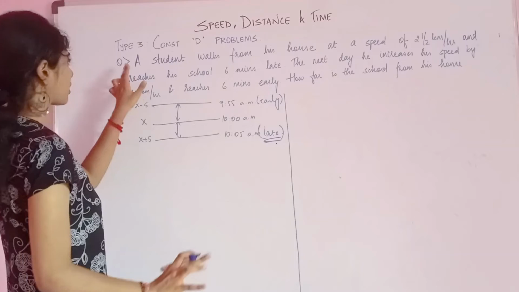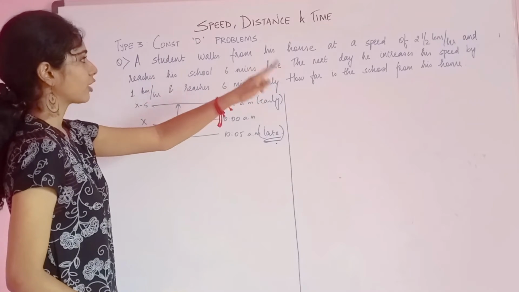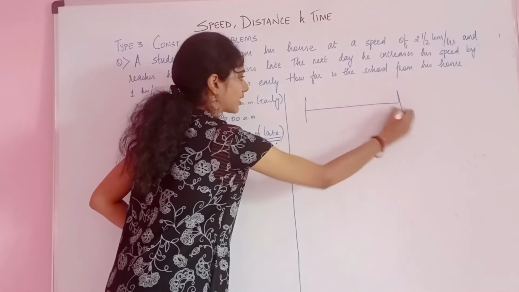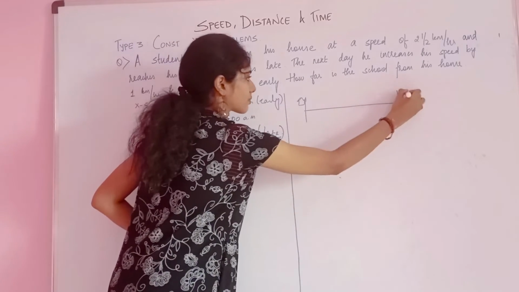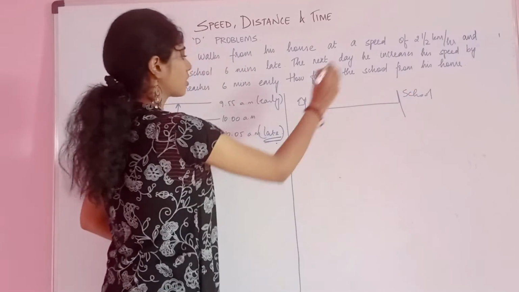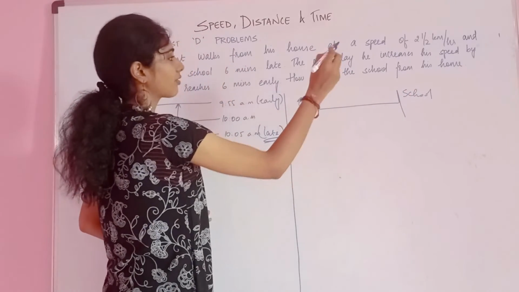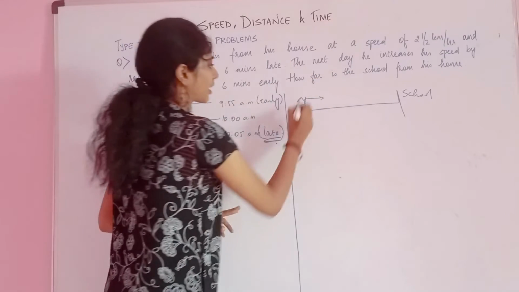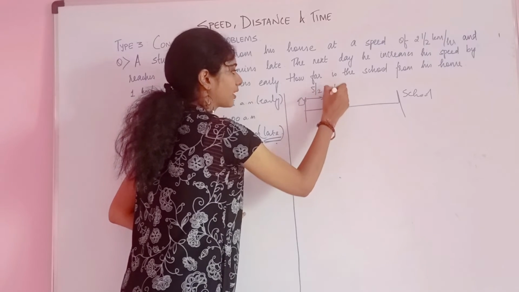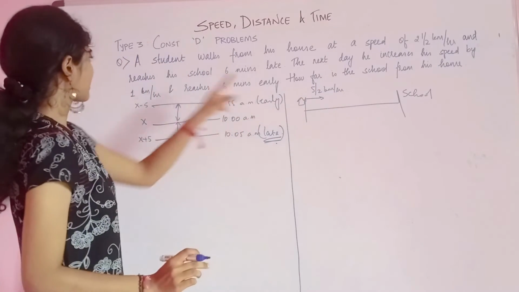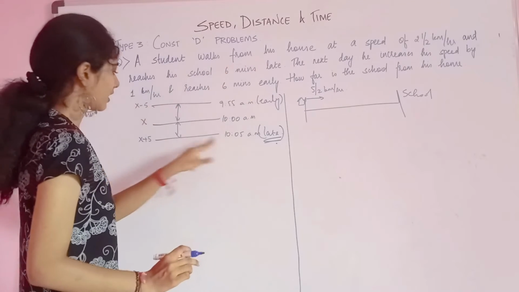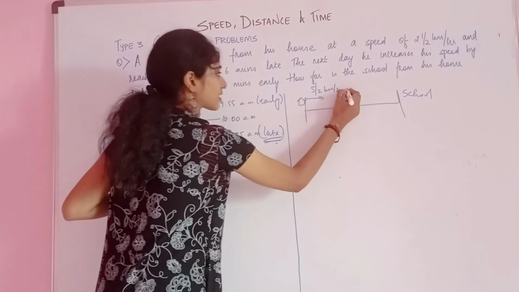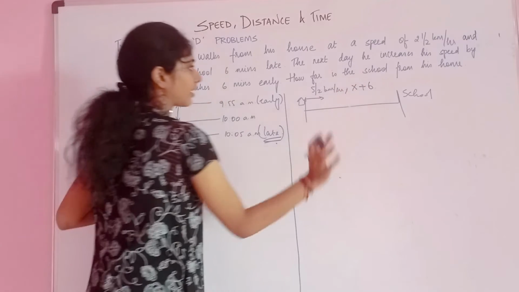So now let's look at this question. A student walks from his house at a speed of 2.5 km per hour. Alright, so let this be his house, let this be his school. So he's going to go at a speed of 2.5. 2.5 can be written as a mixed fraction, 2 into 2 plus 1, so that is 5 by 2 km per hour. He's going to go at this speed. So if he is going to go at this speed, he reaches the school 6 minutes late. Late means you are going to add it with x. So x plus 6.